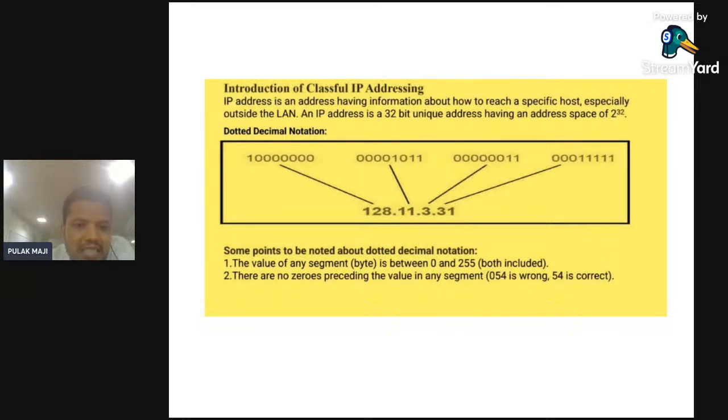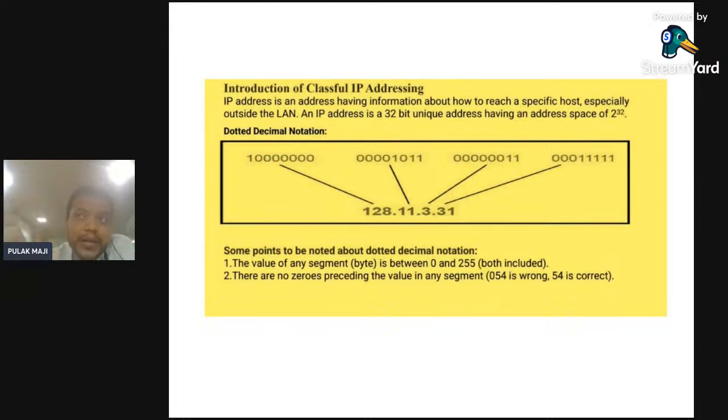As you can see in this slide, if the IP address is a 32-bit IP address, then how many IP addresses are possible? A total of 2 to the power 32 IP addresses are possible. This 2 to the power 32 we divide into 5 classes: A, B, C, D, E. Because 2 to the power 32 means millions of IP addresses are available, so we divide them into 5 classes: class A, class B, class C, class D, and class E.